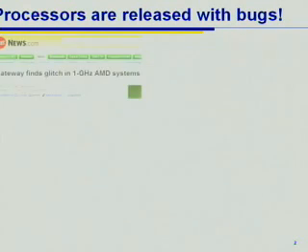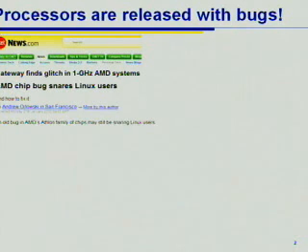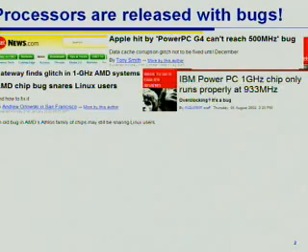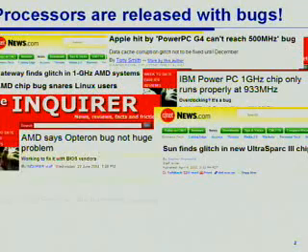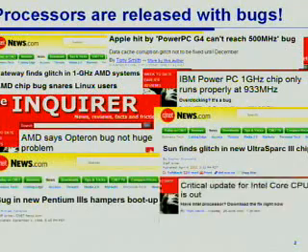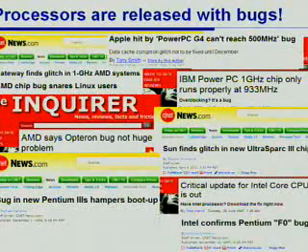So the reason we have the Semantic Guardian project is because processors are released with bugs. As you can see from these website headlines, over maybe the past 10 or 15 years, processors from all different kinds of manufacturers like Intel, AMD, Sun, they're all released with some bugs. The reason is just because they're so big and so complex that there's no way to test them completely. So that's where the Semantic Guardian comes in.